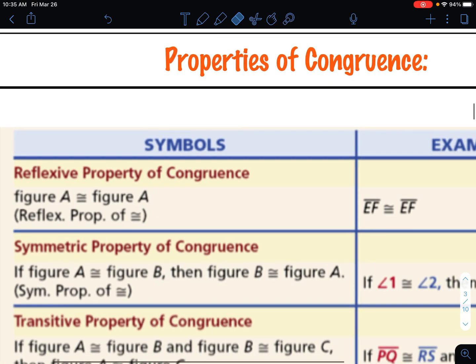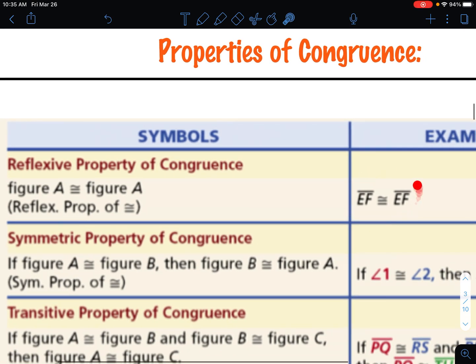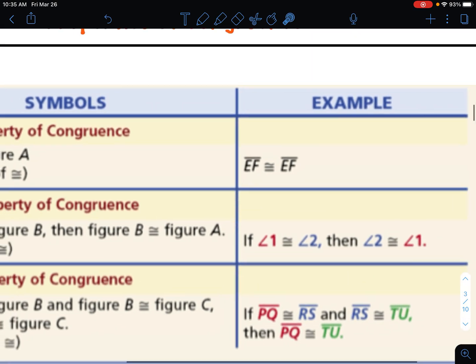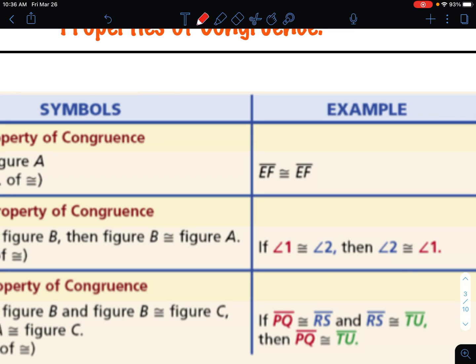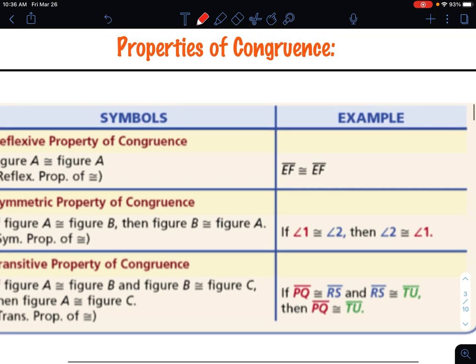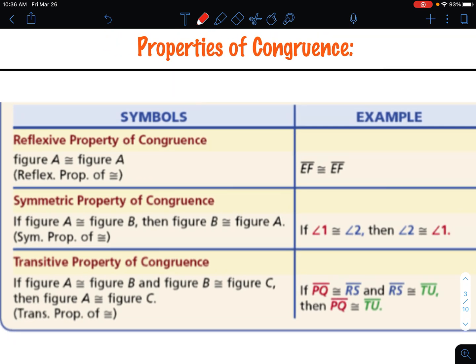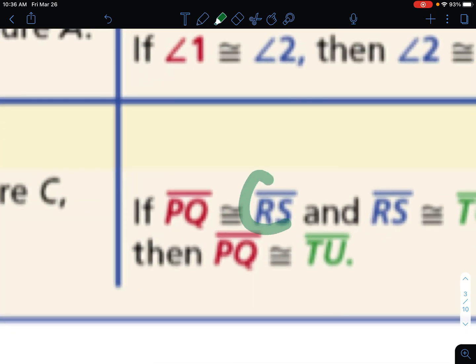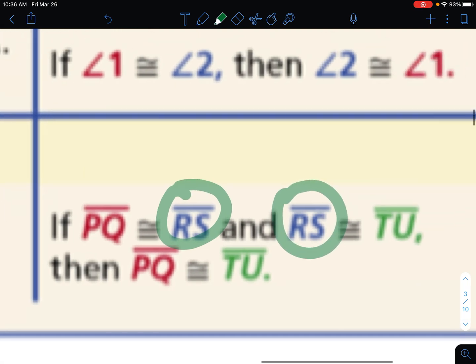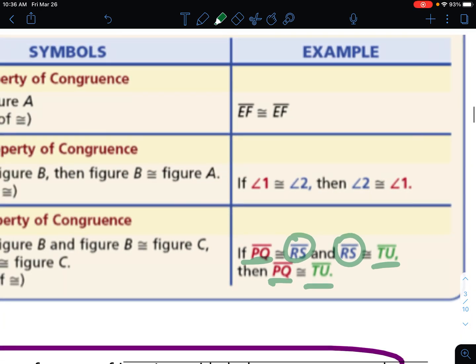So let's just review reflexive. Reflexive, think of a reflection. It's the same thing, right? Reflection, reflexive. Symmetric, it doesn't matter the order in which you equal things, right? 6 is equal to 2 times 3, or 2 times 3 is equal to 6, doesn't matter. And the transitive property, if two things are equal to two separate things, then I could take those two separate things and set them equal, right?